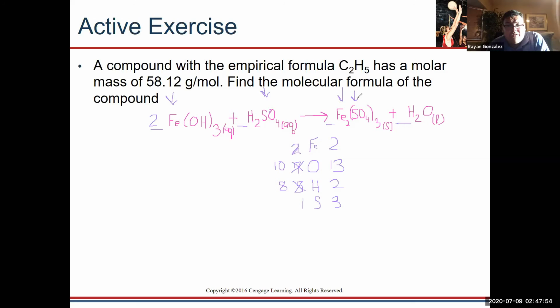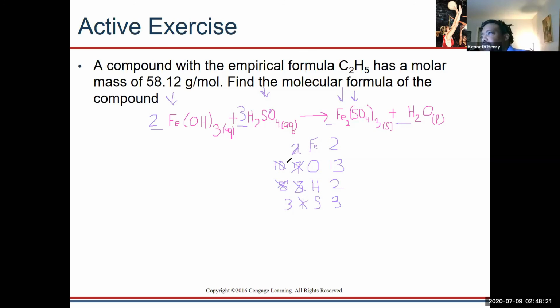If I want to balance my sulfur on the reactant side, can you add a 3? So I put a 3 here. Correct. Okay, so then I have 3 times 1, which is 3. So that guy is balanced. But that's going to change the number of oxygens and the number of hydrogens, so cross these out.